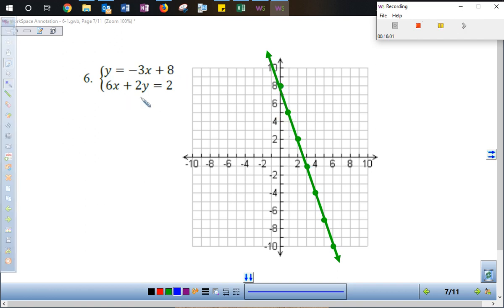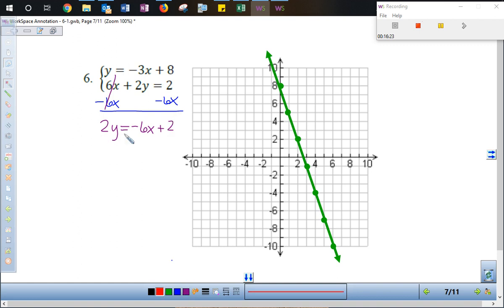Now, before I can graph the second one, I have to solve it. So let's solve for y, and we're going to subtract 6x from each side. That's going to leave me with 2y equals, these are not like terms, so the x term goes first, -6x plus 2. Then we can divide each term by 2, and I get y equals -3x plus 1. Now let's graph this guy now that we have it in slope-intercept form.